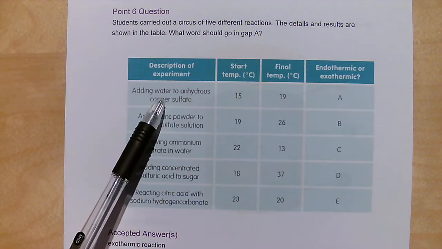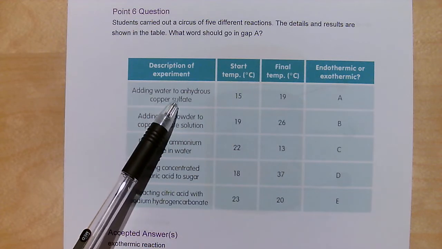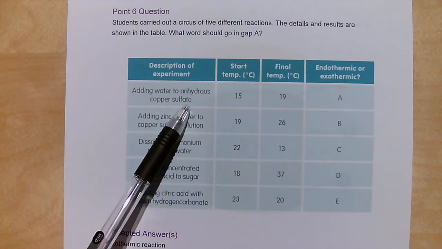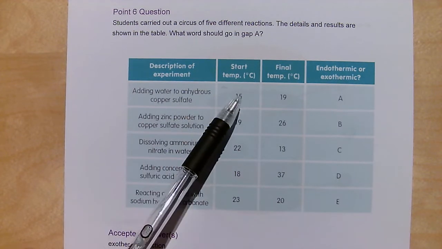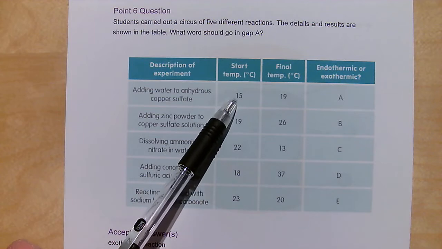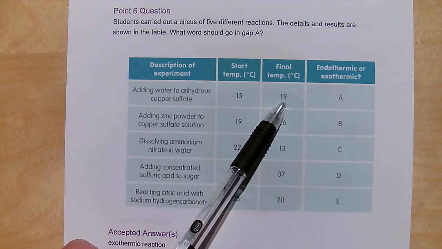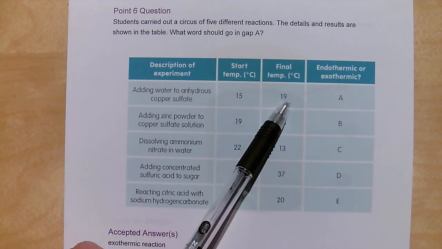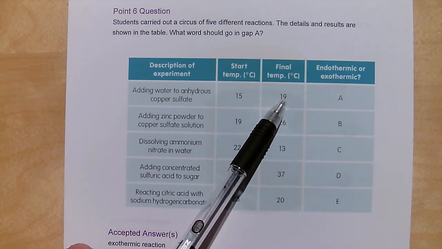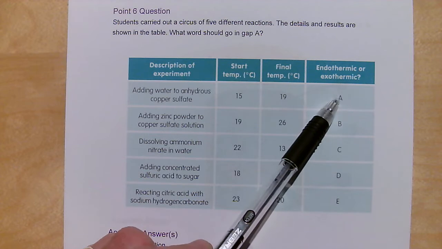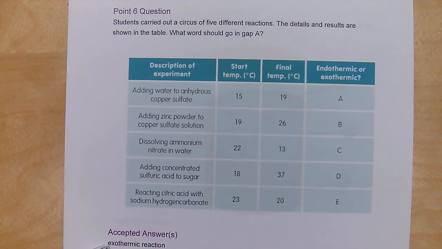Okay, right, so the experiment is we're adding water to anhydrous copper sulfate, so that's copper sulfate without any water in it. It's a nice white powder. The start temperature is 15, the final temperature was 19. So my temperature has increased, so therefore the reaction must be exothermic. So A is exothermic. So the answer is exothermic for this one.